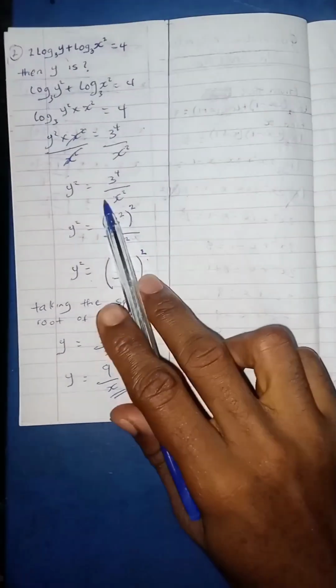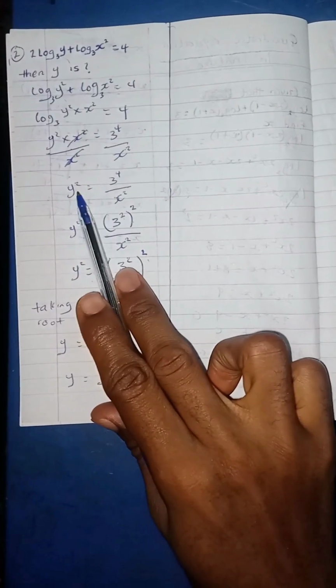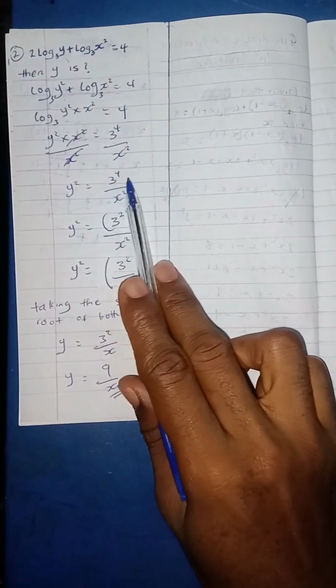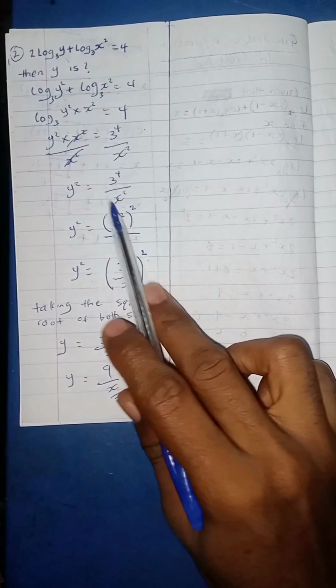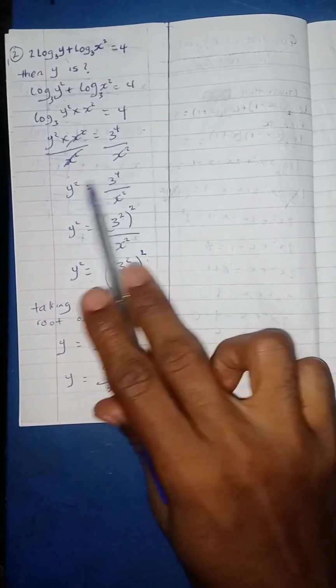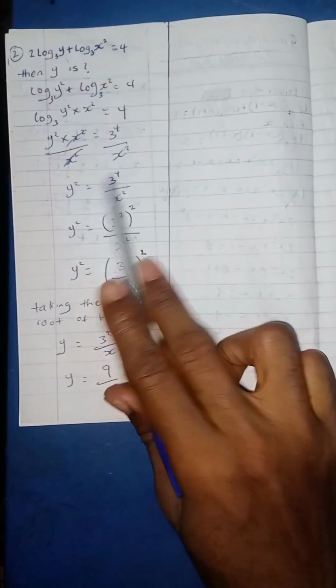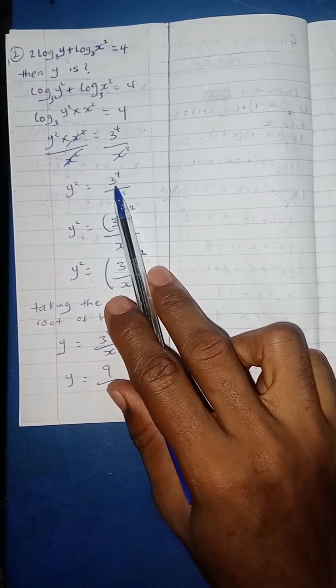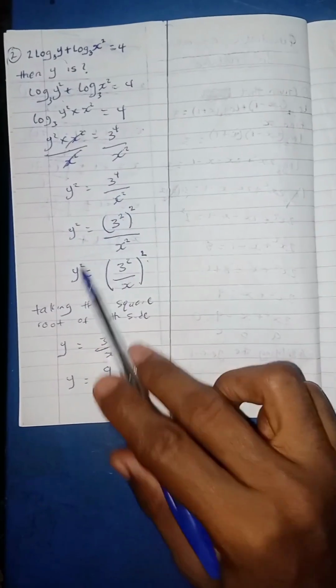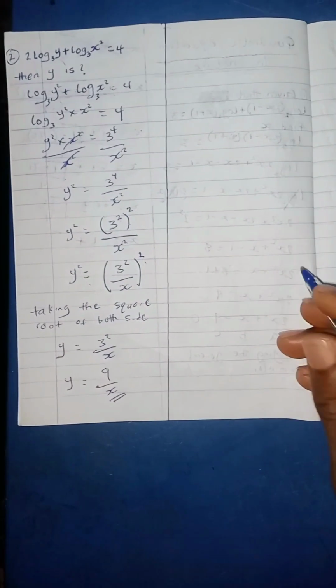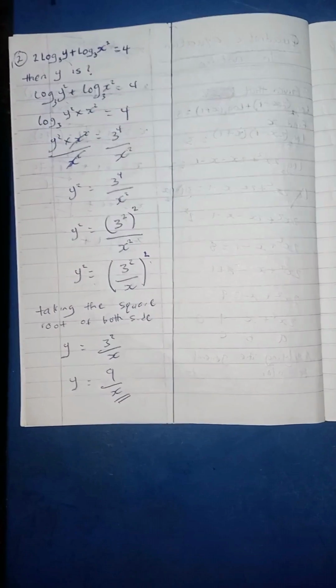So anytime you solve and get to a point like this, like y squared is equals to 3 raised to the power 4 over x squared, you want to make the two powers the same, so you can equate the powers or take the square root. Alright, so that's what I just did here. Alright, so going to the next question now.